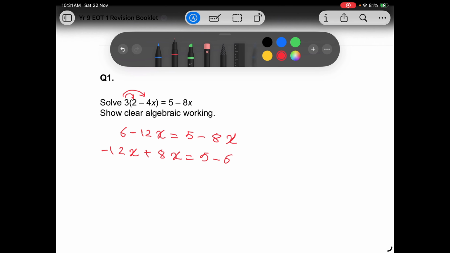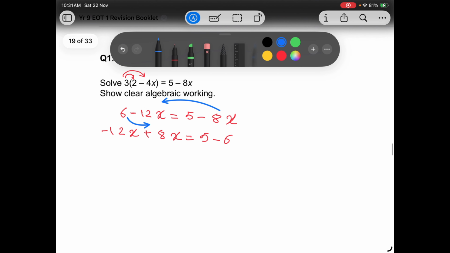And what I did here, guys, I just shift this to the right side, and I shift this to the other side, to the left side. Okay, so this is what we end up with. So here minus 12 plus 8, you know guys, this is minus 4. Minus 4x equals minus 1.